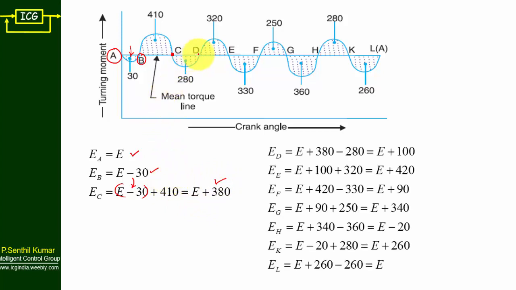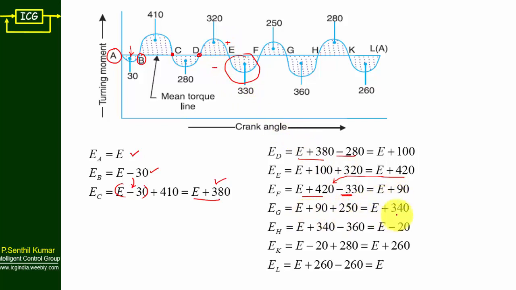Then what is the energy at D? Energy at C minus 280. Energy at C is E plus 380, then minus 280, you will get E plus 100. Then what is the energy at E? Energy at E equal to energy at D plus 320. Already energy is E plus 420, minus 330. Why is it minus 330? Because of this downward direction. So downward minus, upward plus. You will get E plus 90.